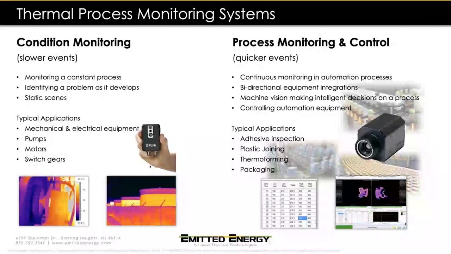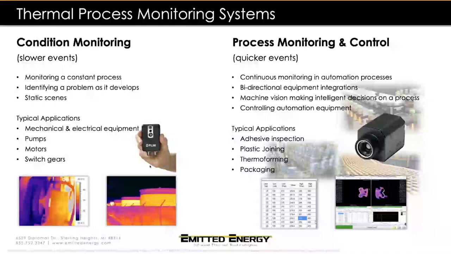There are two primary types of process monitoring systems, and that's the way we divide this up: condition monitoring, and process monitoring and control. Condition monitoring covers the slower events, monitoring consistent processes, identifying problems as they develop, looking at a fixed or static scene. When we see temperatures change over time, we want to alert someone. The temperature of this furnace is getting too hot, or there's a problem in a motor or a switch gear creating an excessive amount of heat. We want to know about that before that product fails.